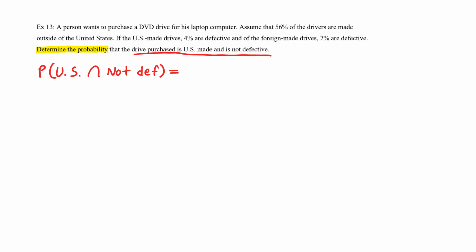So we go back and we use that formula for calculating the intersection, which is the conditional probability, so the probability that it's not defective, given that it was made in the US, times the probability that it was made in the US. So if we think about the fact that we need, for the conditional probability, the probability that it was not defective given it was made in the US.